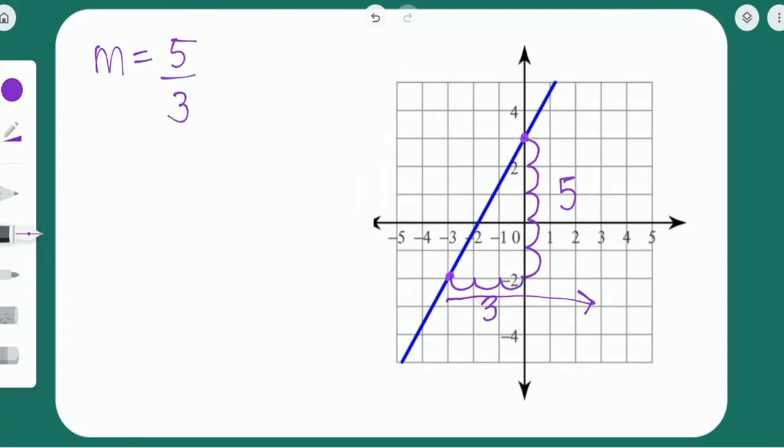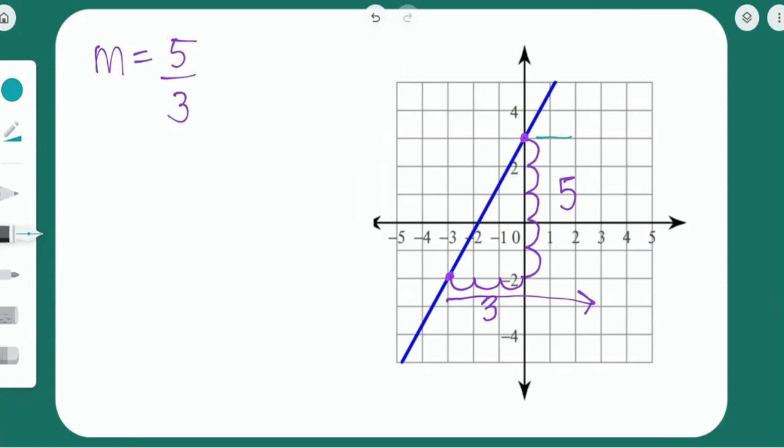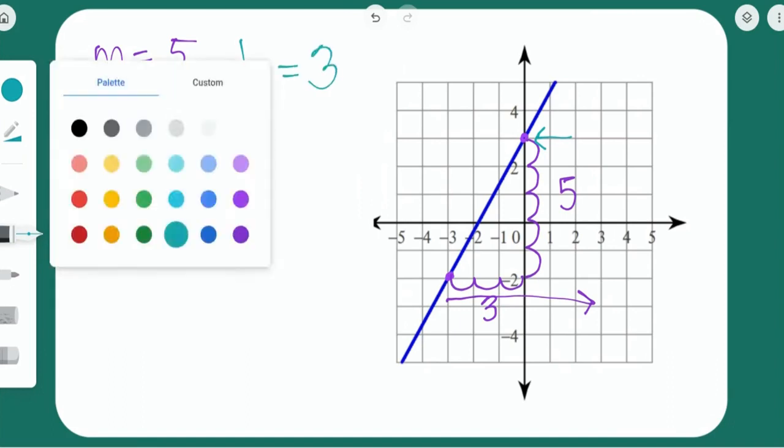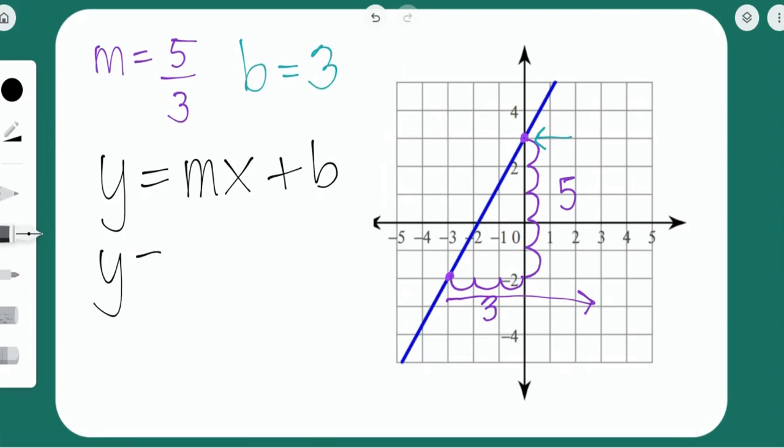Next, we need to identify where this graph crosses the y-axis. So here's where this graph crosses the y-axis. It's at positive 3. So my intercept is 3. Next, we need to replace m and b in our slope-intercept form. So that will be y equals 5 over 3x plus 3.